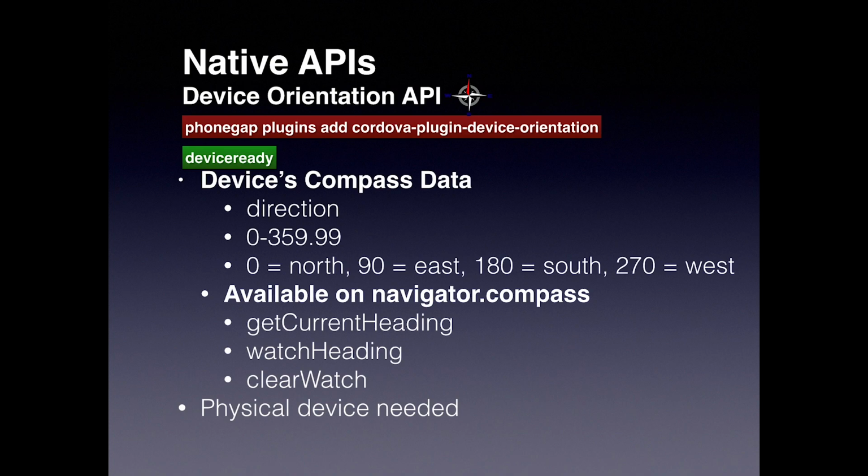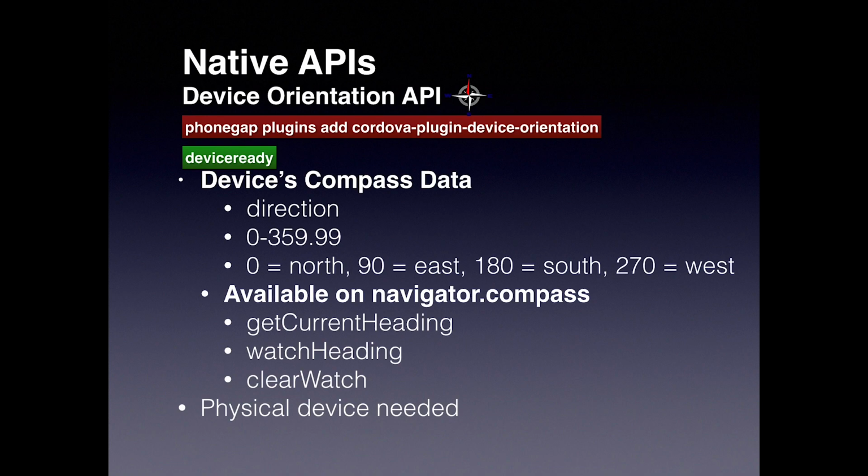In this video, we are going to talk about another PhoneGap API, that is Device Orientation API. In order to use PhoneGap's Device Orientation API, you would need a physical device. Device Orientation API is just like the compass in our hand.